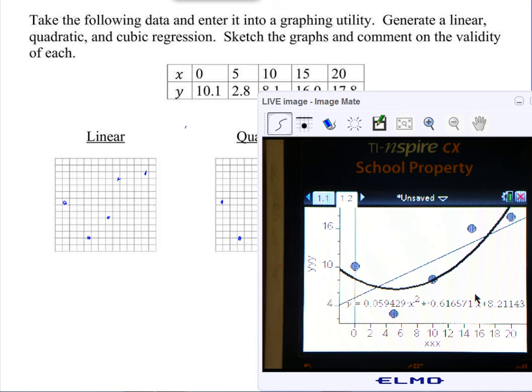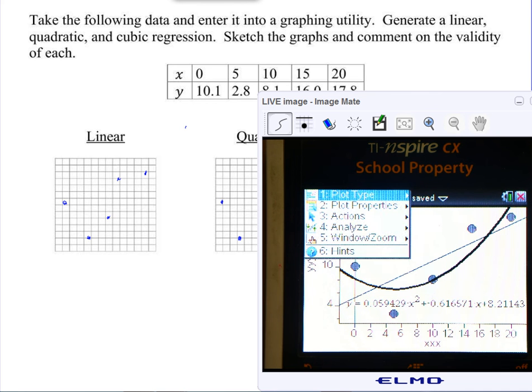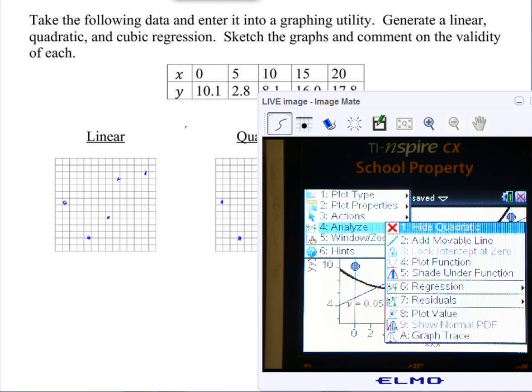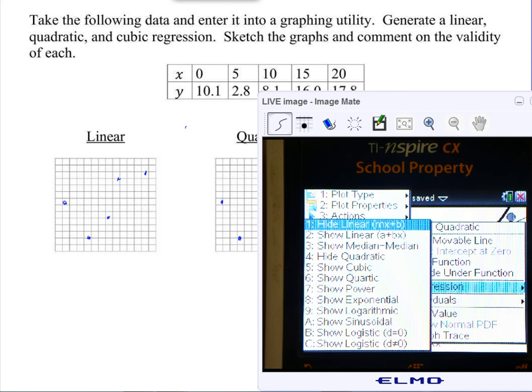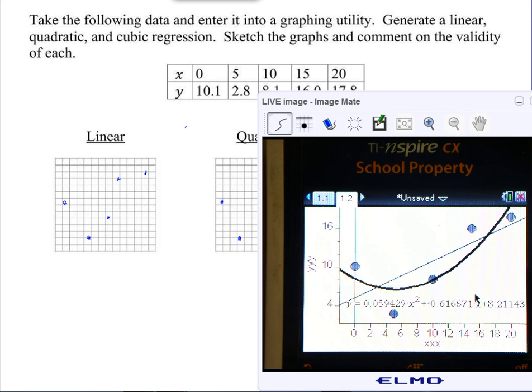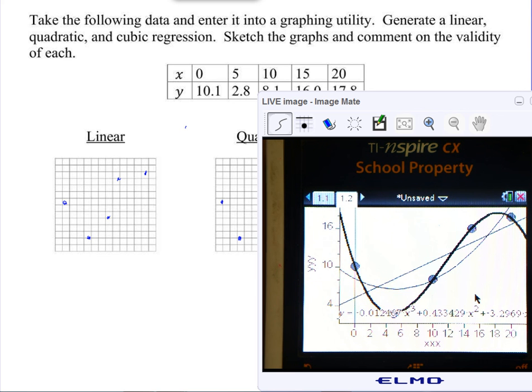The equation itself right now doesn't matter. It's just the shape of the graph that I care about. We'll deal with the equations later on. We also want a cubic. So I'll do this again one more time. Analyze, regression, this time cubic. And hit enter. And if you look at the cubic one, you can see that that cubic actually goes through all of the points. So now I'm going to sketch these onto my notes so that I can kind of see what it is that I'm talking about here.